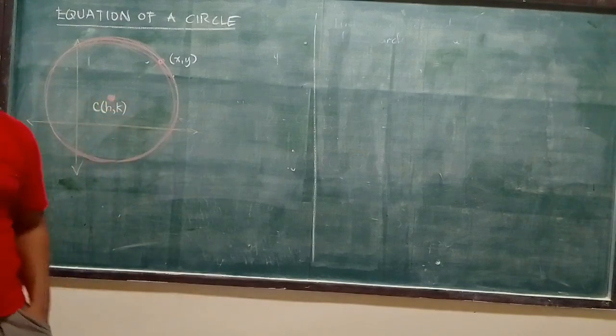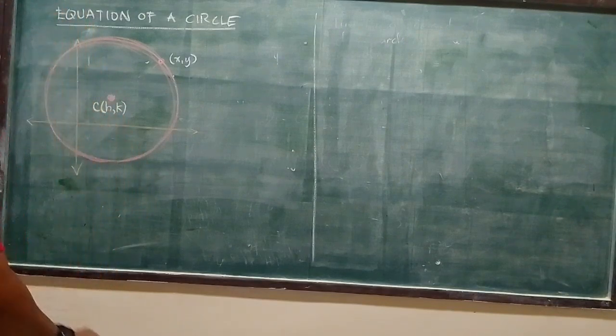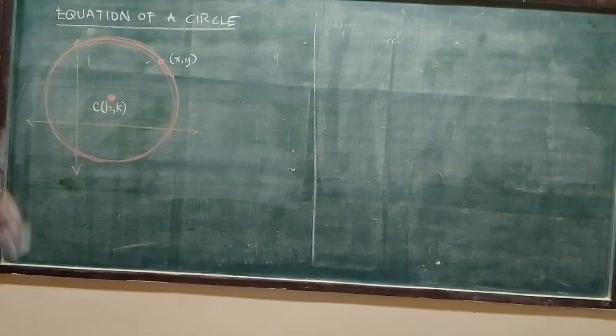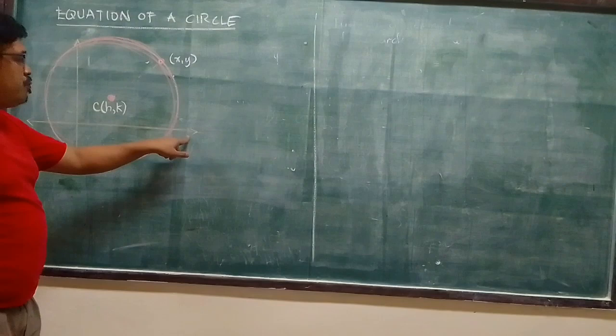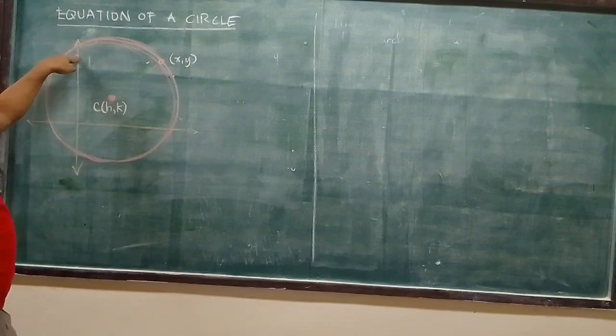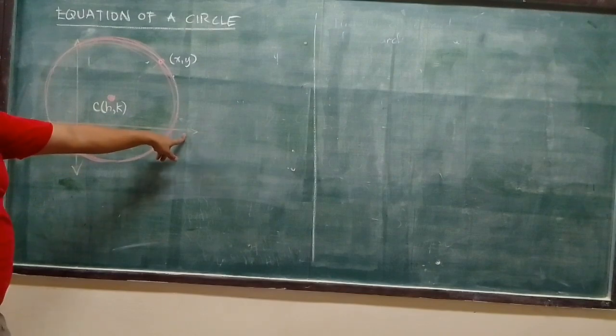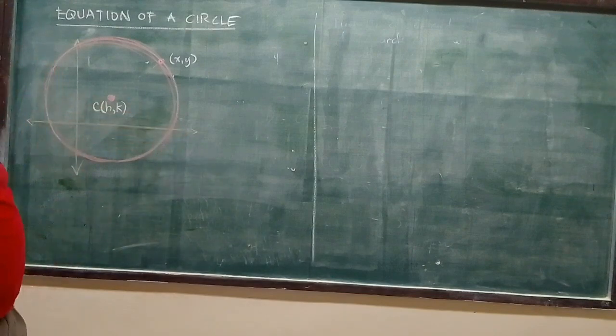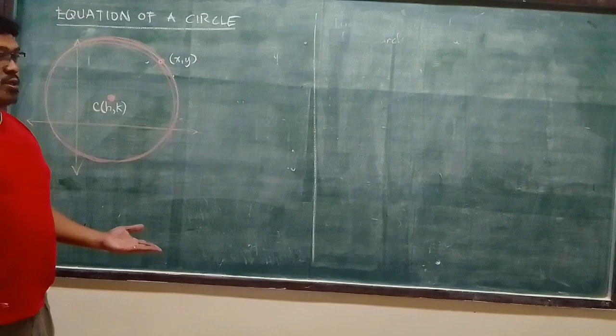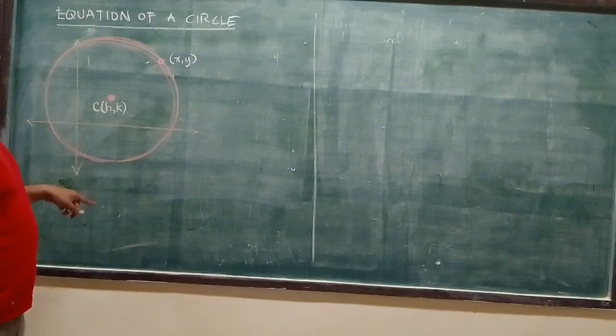Kasi hindi pa naman natin alam kung anong value. By the way, the center can be on the second quadrant, it can be on the third quadrant, it can be on the fourth quadrant, it can be in any of those x and y intercepts. So pwede siyang maging x and y coordinates. Pwede siyang maging x intercept, pwede siyang maging y intercept, aside from the origin.